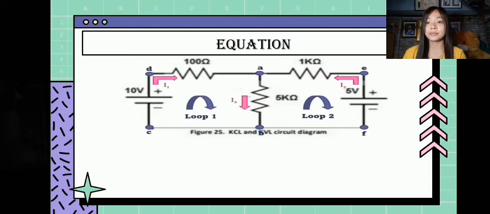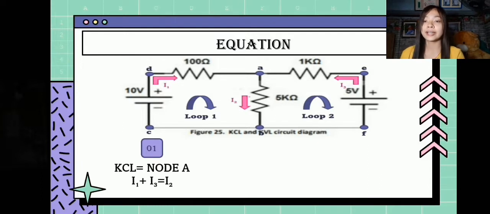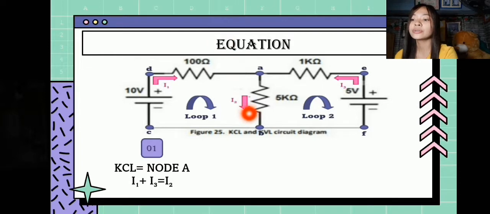This is what we did before, so let's just find the number 1 equation, which is the KCL node A. The KCL node A is I1 plus I3 is equal to I2. And how does that happen? It's because I1 goes to node A and I3 goes to node A. So, we can add them because they have the same direction of going, and then we will equate them to I2, which is down there and goes to node B.